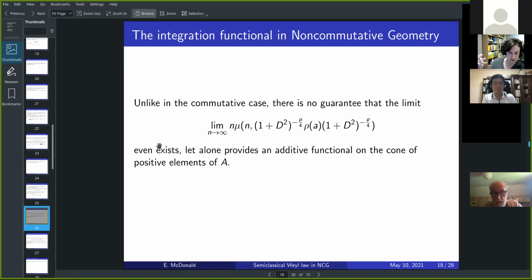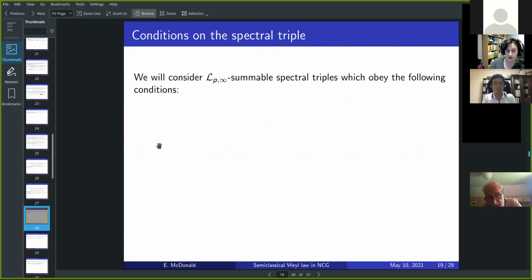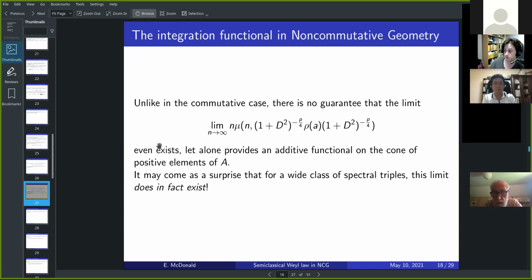So it might come as a surprise that for a lot of spectral triples, I'll give you examples later, this limit actually does exist. And so you could actually have the integration formula for quite general spectral triples without singular traces. What do I mean by quite general spectral triples? I should probably justify that with some details.